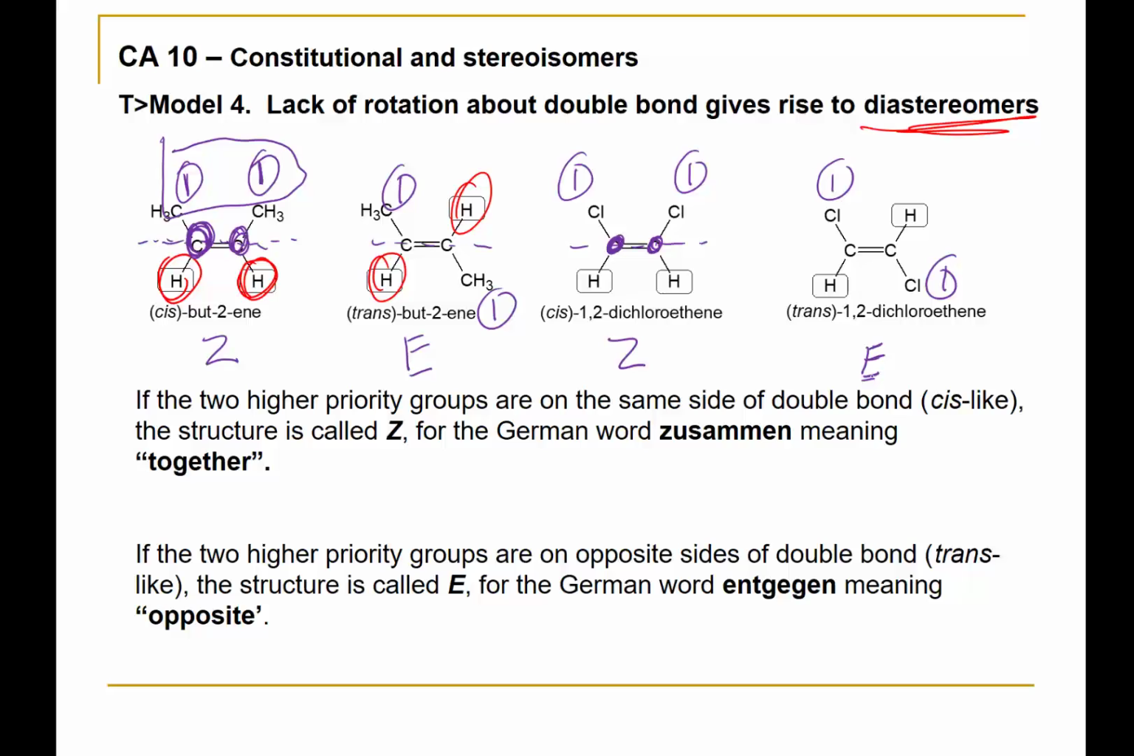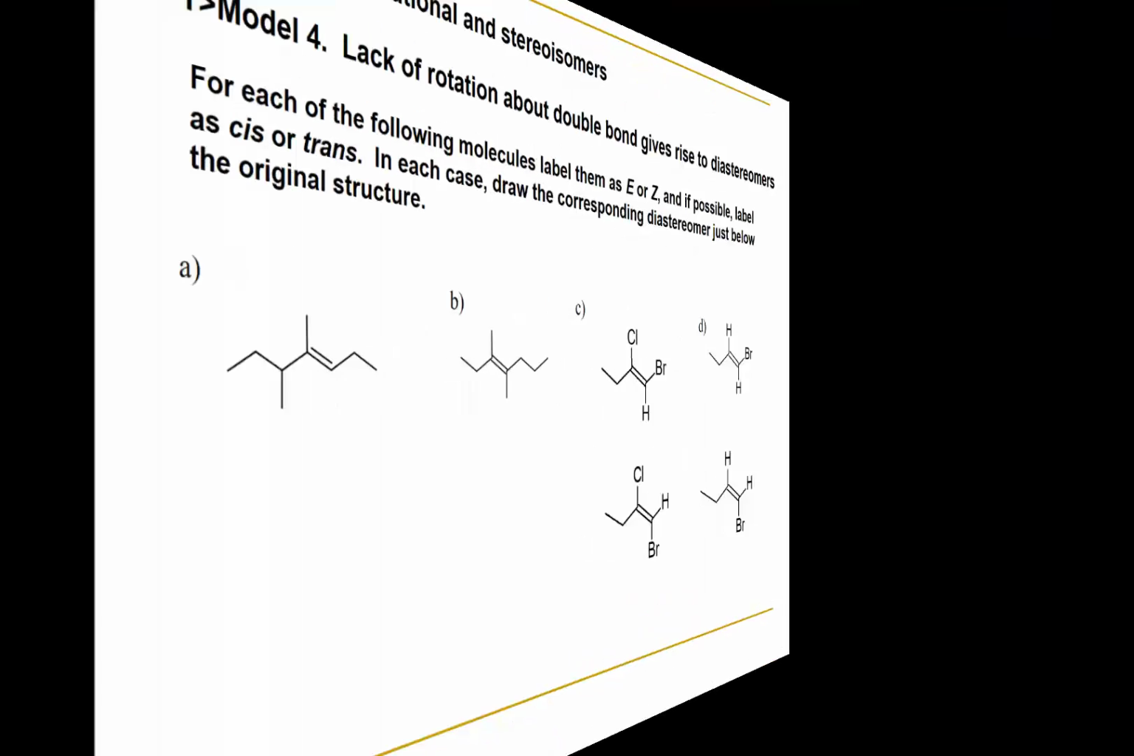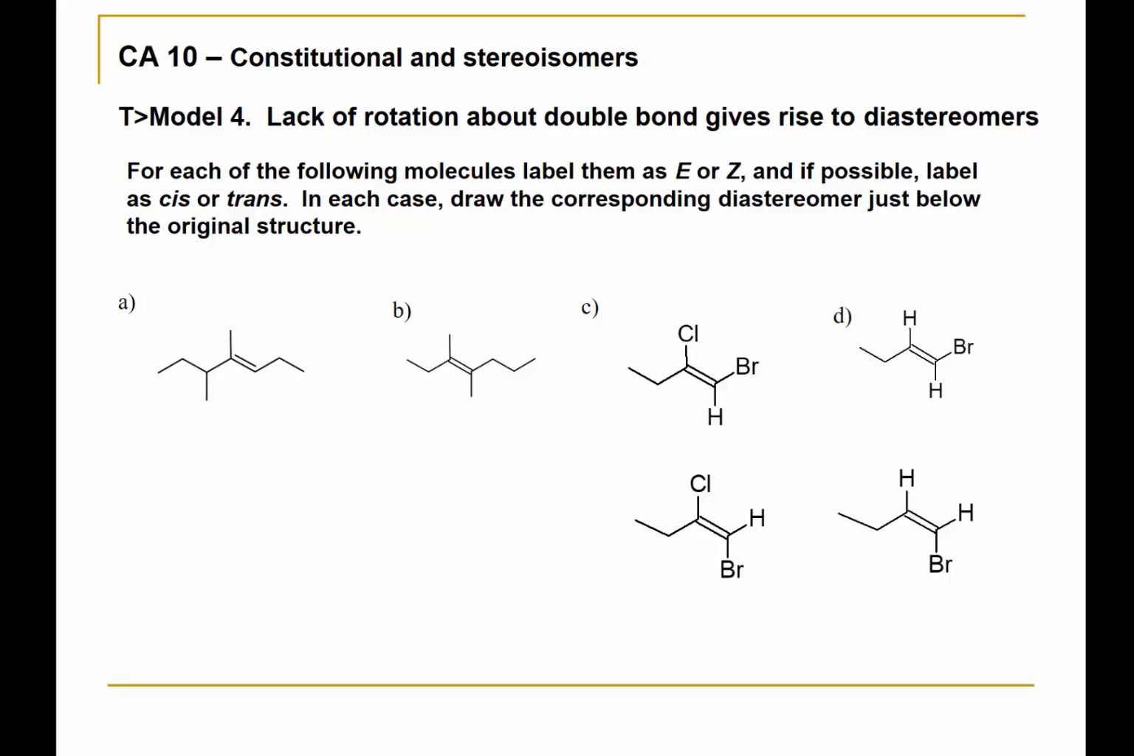To make sure that you're comfortable in doing this sort of designation, I ask you to turn your attention to the key question number 6. So here you're asked to look at each of these molecules, A, B, C, D, and designate them as E or Z. And then I say, and if possible, label them as cis or trans. Again, you're going to see that E and Z are more universal, but sometimes you can also label a carbon-carbon double bond molecule as cis or trans. Then I ask you to draw the corresponding diastereomer just below the original structure. Well, to speed this up a little bit, I've already drawn the diastereomer for C and D. So I encourage you to pause the video and give these an attempt.